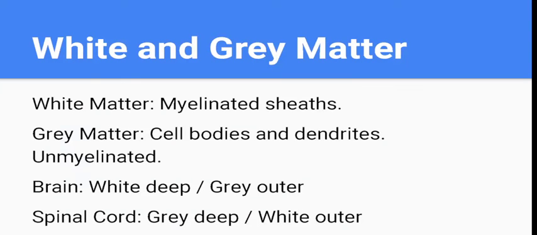White and gray matter. White matter is myelinated, so signals go faster. Gray matter is usually unmyelinated, so it's your cell bodies and dendrites. In the brain, deep inside is white matter, while the outside is gray matter. The spinal cord is the opposite: gray matter deep inside, and white matter on the outer part. They could show you a picture of the brain in an article and ask where the white matter is.